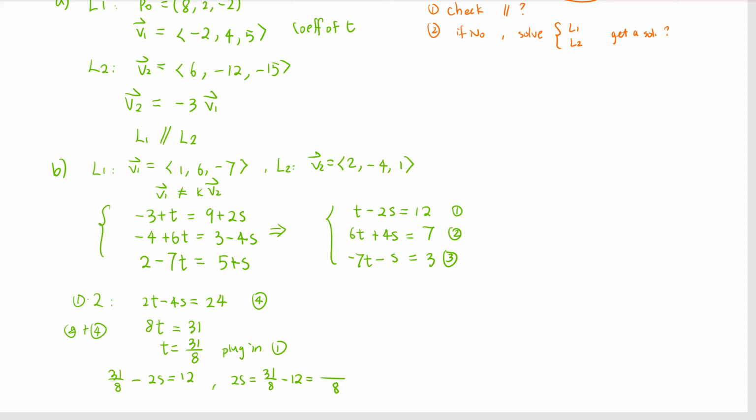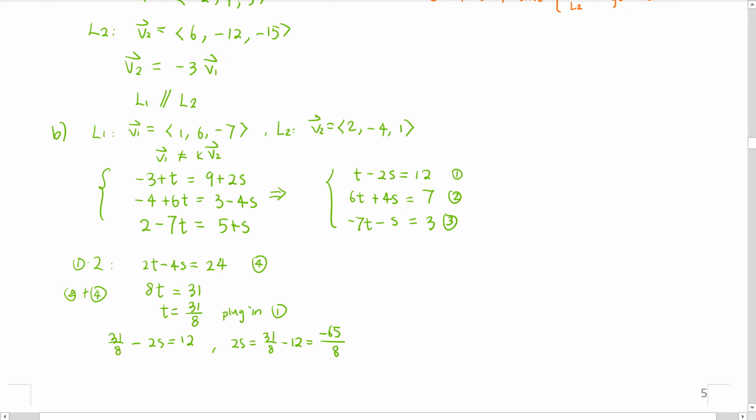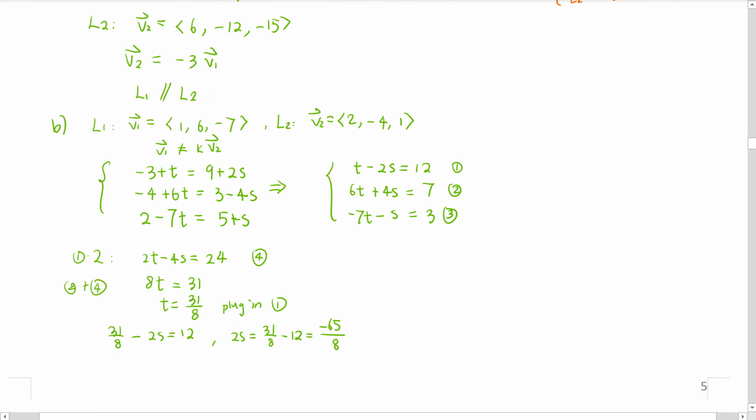Well, let's see, what is 8 times 12? 8 times 12 is 96. 31 minus 96 is negative 65, right? So now we have the s is then negative 65 over 16, right? Now, okay, we get the t, we get the s.